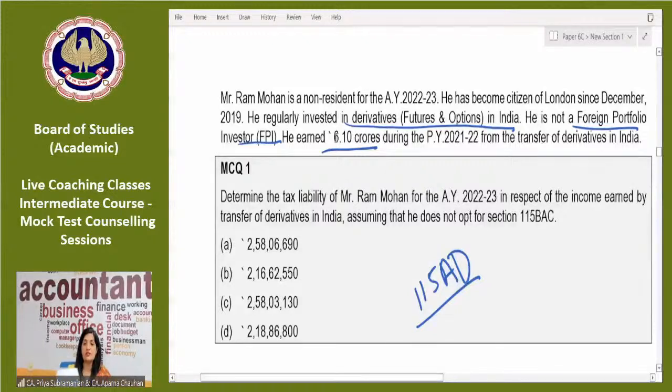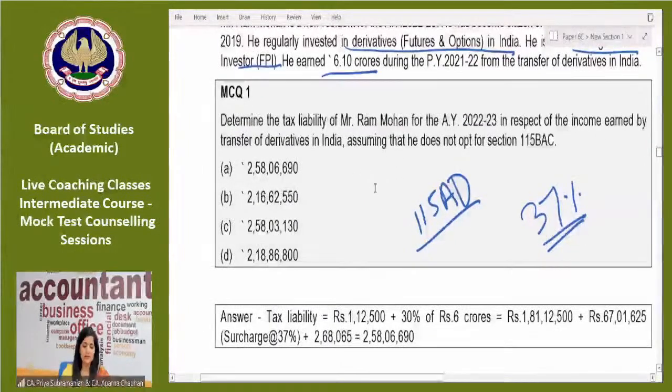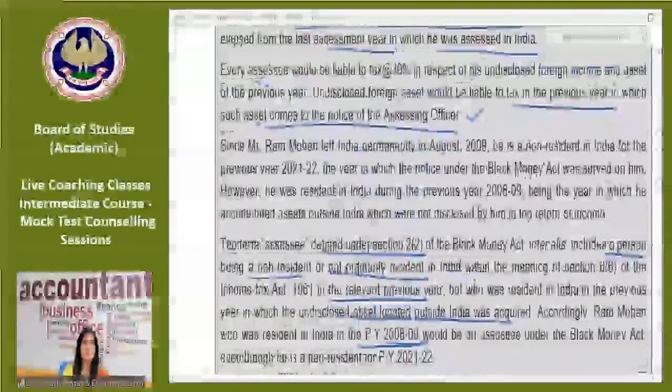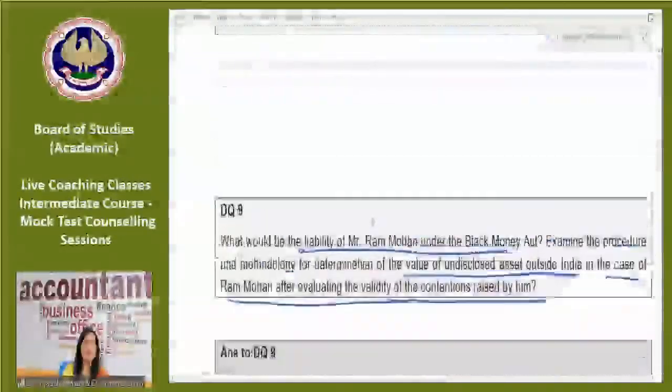So the enhanced surcharge rate of 37% has to be applied for computing the tax liability. On 6.10 crores, the normal tax liability has to be computed. 6 lakh is at 30%. Then, for Ram Mohan, 79 years is mentioned. Still he is of the age of 79 years.